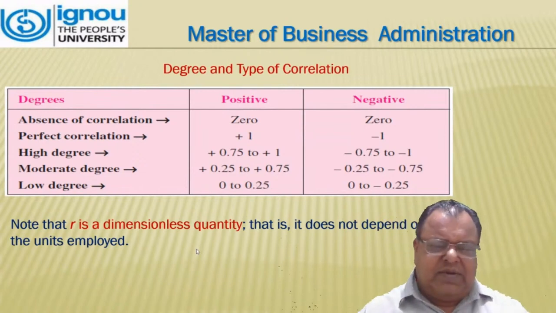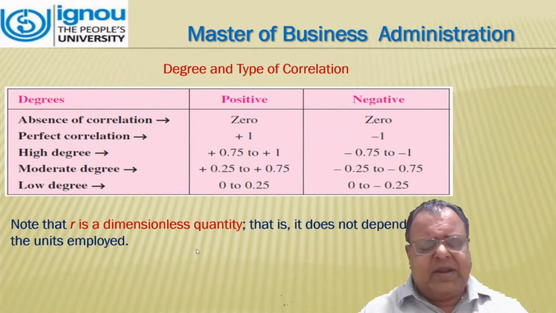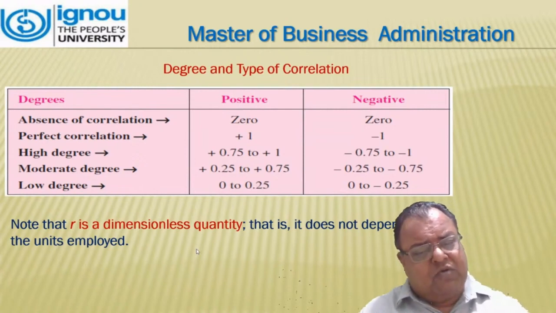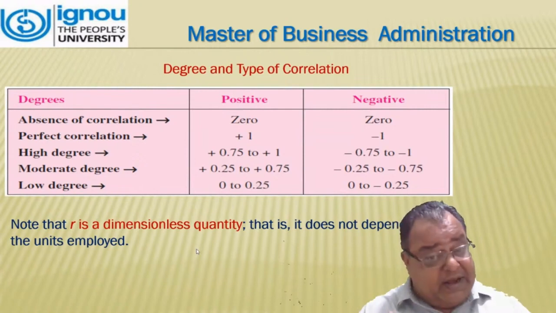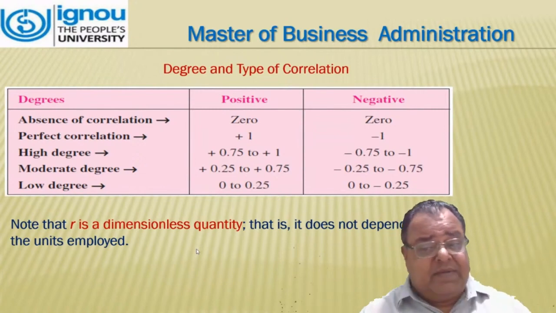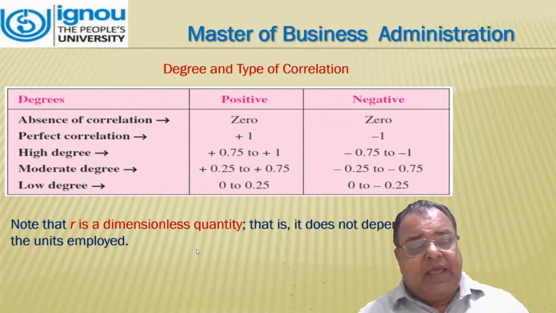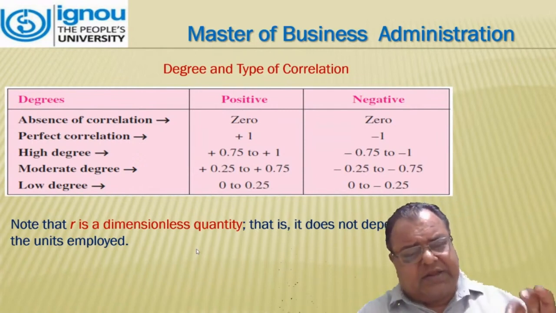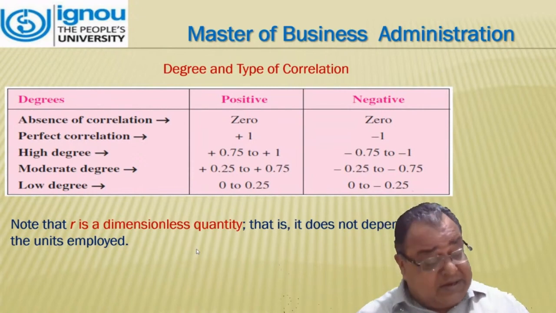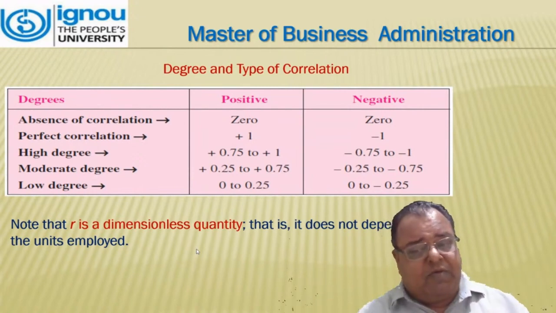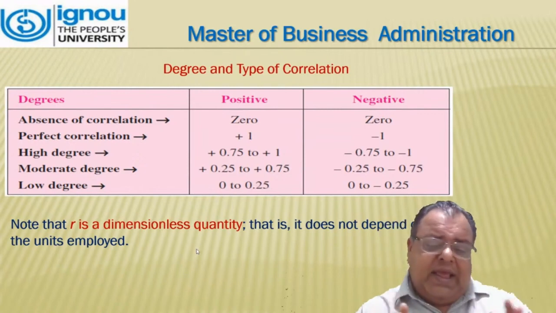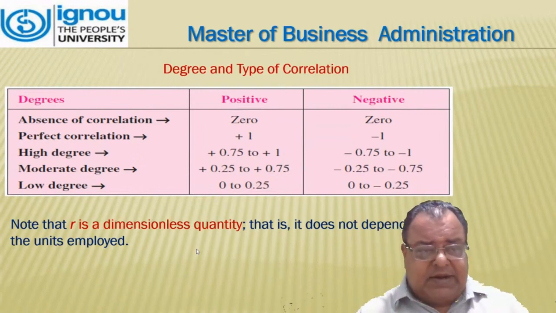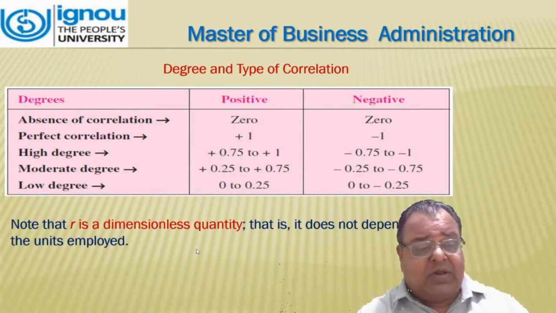For moderate correlation, its value will be between +0.25 to 0.75 in case of positive, and in case of negative, it will be -0.25 to -0.75. If we talk about low degree of correlation, that means it will be 0 to 0.25 on the plus side, and 0 to -0.25 on the minus side. One thing has to be kept in mind that r is a dimensionless quantity. It does not depend on the units employed.